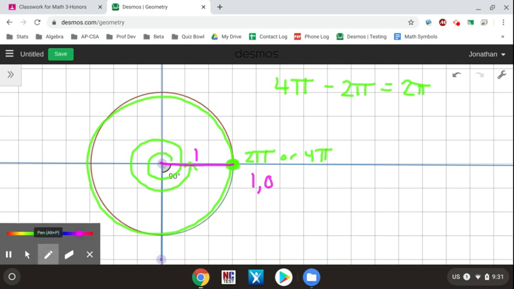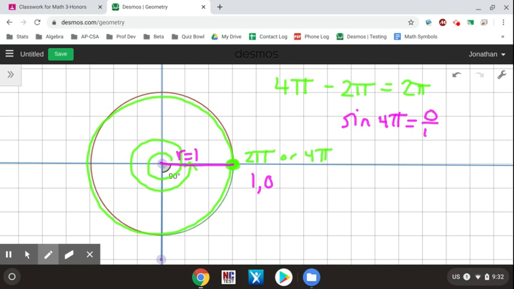So here we go. If I'm looking for the sine of 4 pi, it's going to be the y-coordinate over my radius. And my radius I've assumed to be 1, and my coordinate is 1, 0. So 4 pi would be 0 over 1, which is 0. Then I could do cosecant of 4 pi, and that would be the opposite of that. So that would be 1 over 0, which would turn out to be undefined.